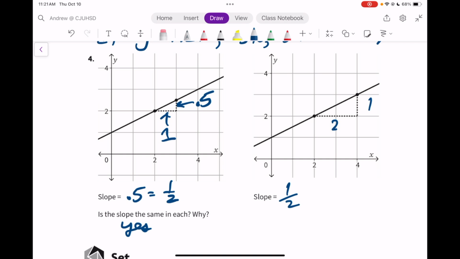What does that show you? It's not the size of the triangle, it's the ratio. The ratio, the fraction, determines the slope.